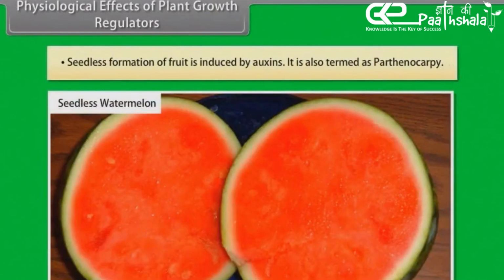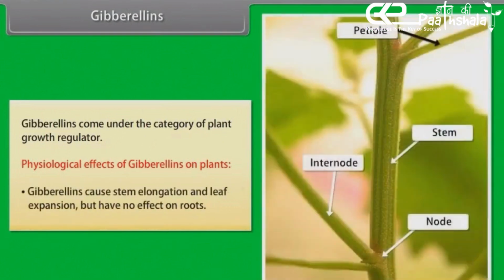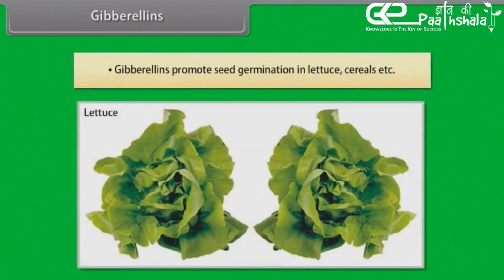It is also termed as parthenocarpy. Gibberellins. Gibberellins come under the category of plant growth regulator. Physiological effects of gibberellins on plants. Gibberellins cause stem elongation and leaf expansion but have no effect on roots. Gibberellins promote seed germination in lettuce, cereals, etc.